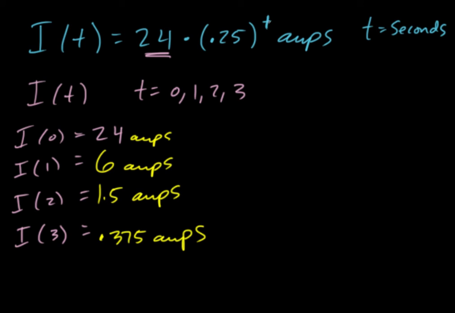Now B, what current flowed in the generator at the instant it was switched off? Now, that's just when T equals 0, so it's just really asking for this, but on a conceptual level. So part B, that's the answer, 24 amps.